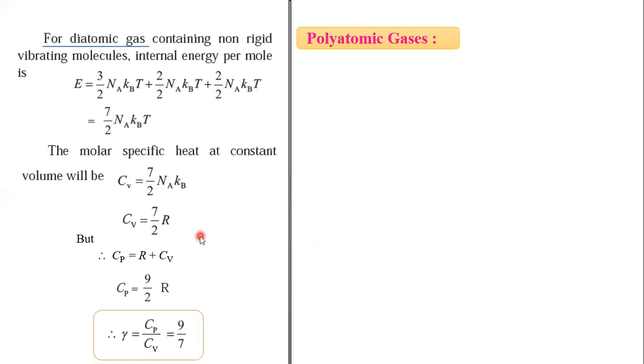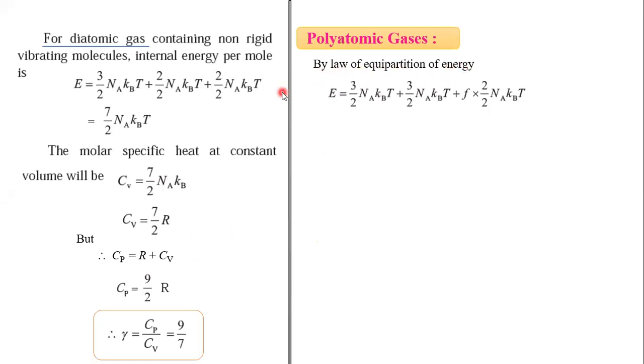Now for polyatomic gases, by the law of equipartition of energy. So for a polyatomic gas molecule, 3 translational degrees, 3 rotational degrees and 2 vibrational degrees. So we write the total energy by this formula. After adding this, we get 3 plus F. So here F is the vibrational degree of freedom. So this F is the vibrational degree of freedom. It's 2F.